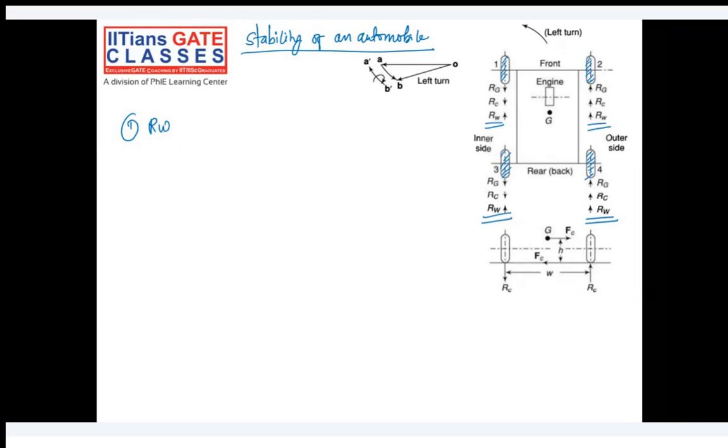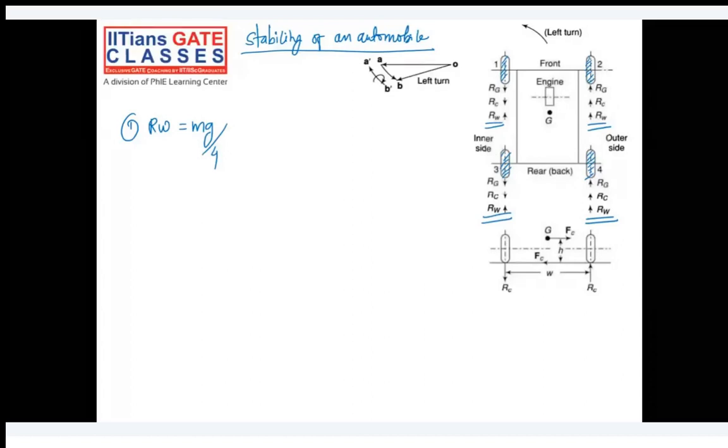Is it clear till this? Okay, so first of all, the first reaction is because of the weight. Now let's try to bring the gyroscopic couple into this and the centrifugal couple into this. Starting with the gyroscopic couple.